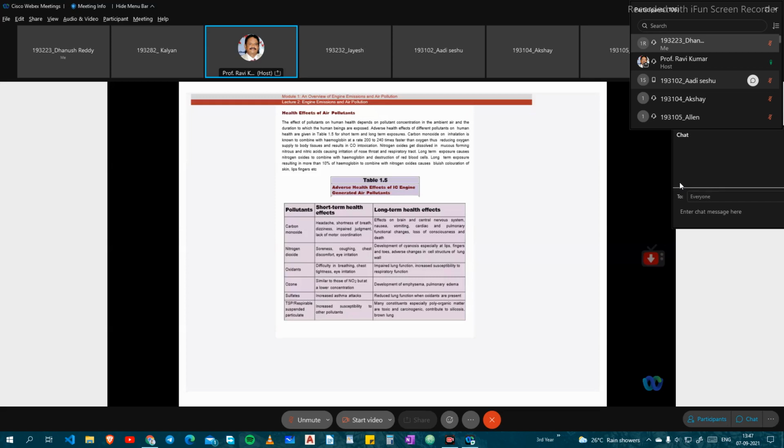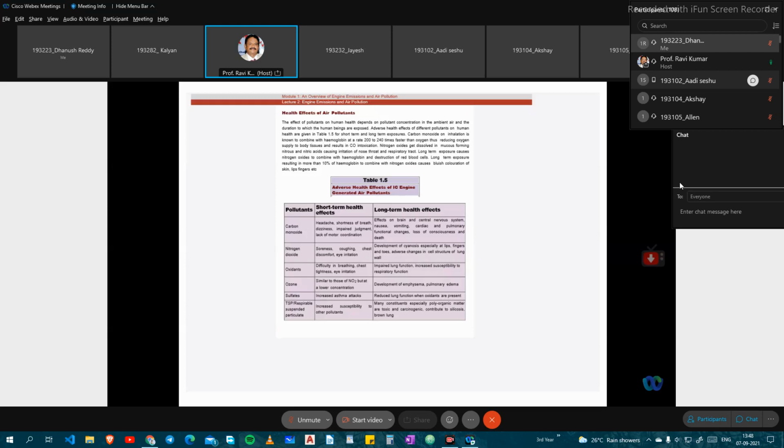We have nausea, vomiting, cardiac problems and pulmonary problems. It will affect the nervous system, then you may lose consciousness, and death also. Nitrogen oxides also cause soreness, coughing, chest distortion, eye irritation, and development of stenosis, especially in limbs, fingers, and toes.